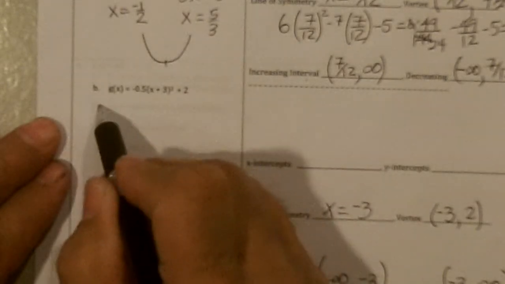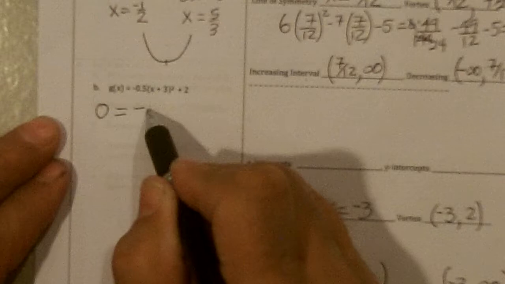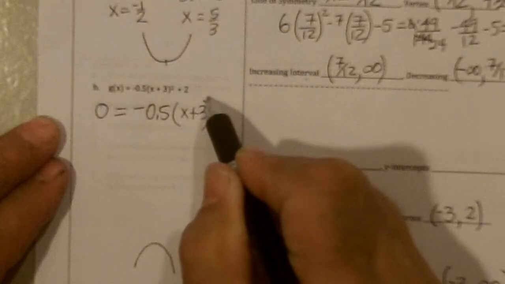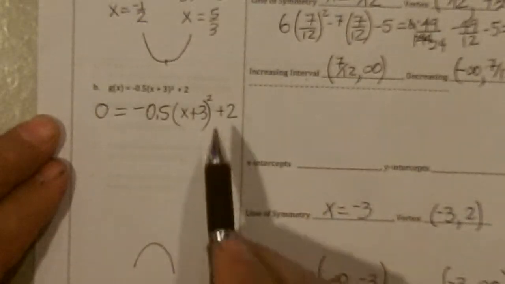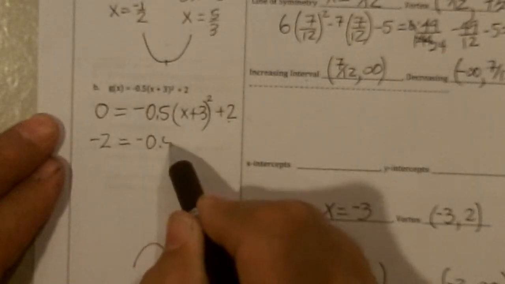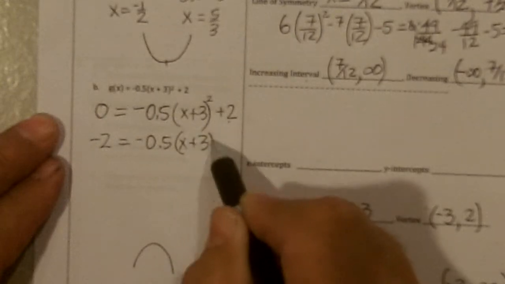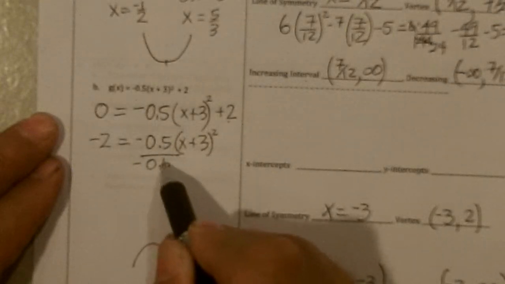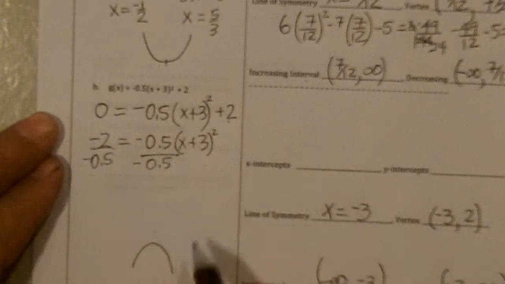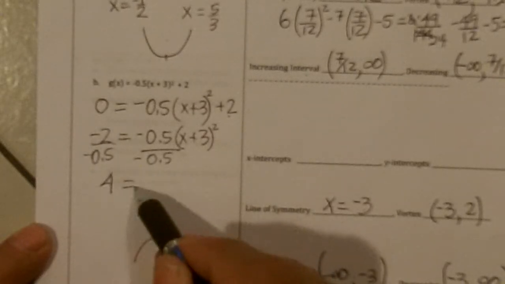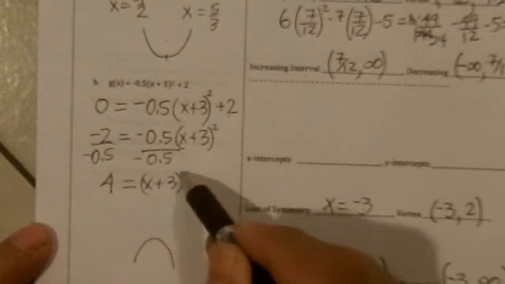Now let's do the x-intercepts, which means you put in 0 for the y, and so we get 0 equals -0.5 quantity x plus 3 quantity squared plus 2. So we subtract 2 from both sides, and we get -2 equals -0.5 (x plus 3), close parenthesis, squared. Divide by the -0.5, and we get, half goes into 2 four times, and the negative in the negative is positive, so 4 equals x plus 3 quantity squared.